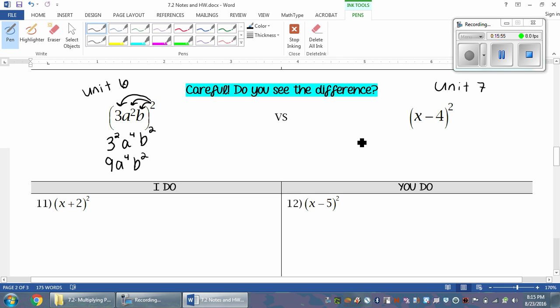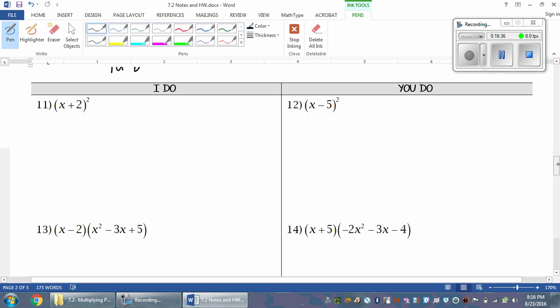But in Unit 7, you do not distribute the exponent. What we have to do is when we have x minus 4 squared, that means x minus 4 times x minus 4. Then you do what we just did on the previous slide, which is double distribute. So distribute the x, distribute the negative 4. That is the biggest mistake, or the most common mistake on the first quiz. You cannot distribute the square. You can only distribute when it's all being multiplied, not when there's a plus or a minus in the parentheses. All right, so let's keep going.